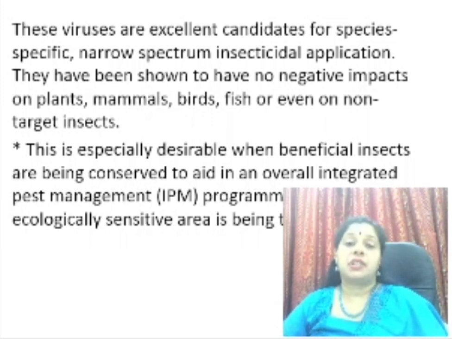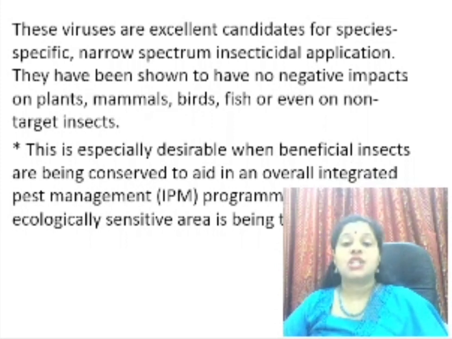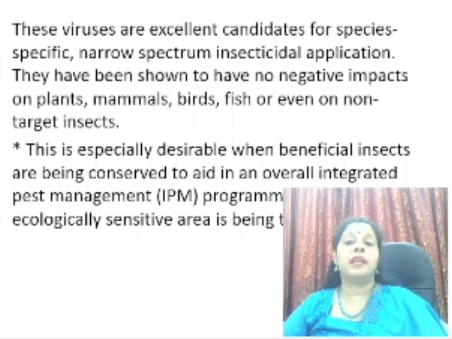Insecticidal application. Cide means kill. Insecticide, killing insect, pesticide killing pest, weedicide killing weed. Understood? So insecticidal application they have. They have been shown to have no negative impact. They don't have any problem with the environment, on plants, mammals, birds, fish, or even non-target insects. So only they will affect phylum Arthropoda. That also whichever particular insect is specified, only that will be affected, nothing else. So it is very effective. This is especially desirable when beneficial insects are being conserved to aid in overall integrated pest management program.